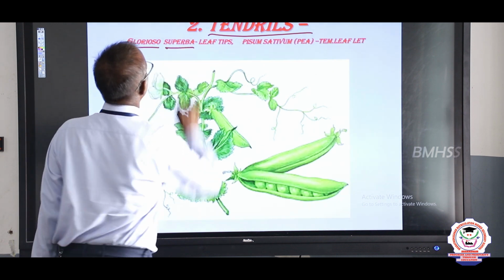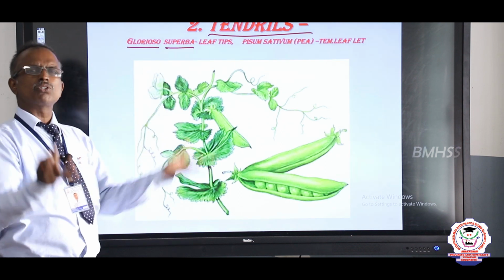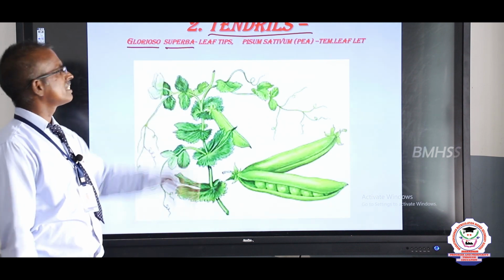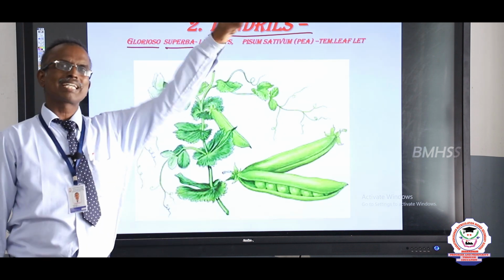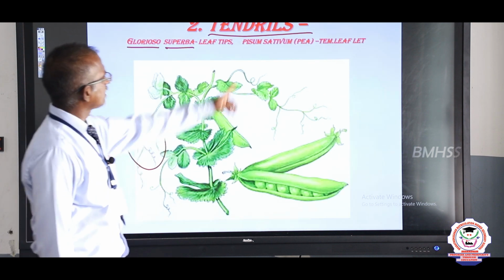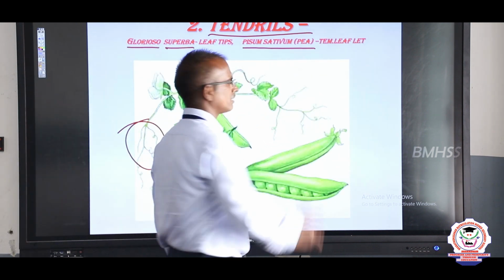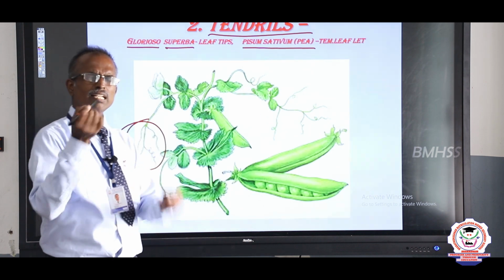Now in one plant, Gloriosa superba, the leaf tips are modified into tendrils, which help to climb the plant. This is what we call a tendril.